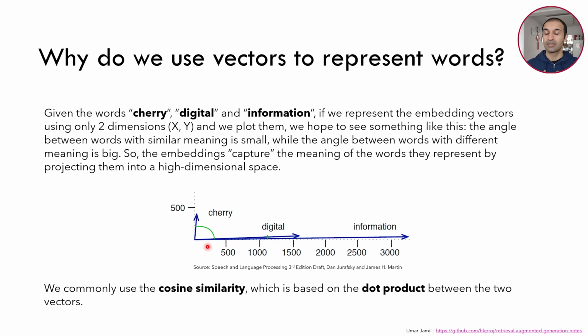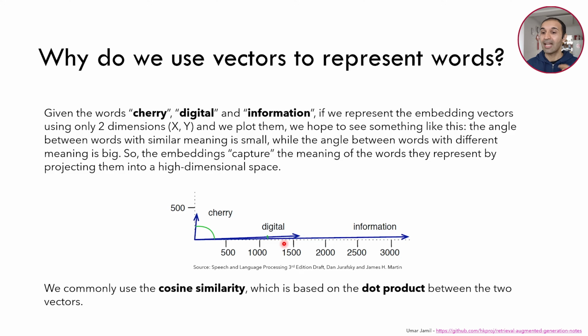And what we do is we hope to see something like this, so that words with similar meaning or words that represent the same concept point in the same direction in space. So for example, the word digital and the word information are pointing in the same direction in space.